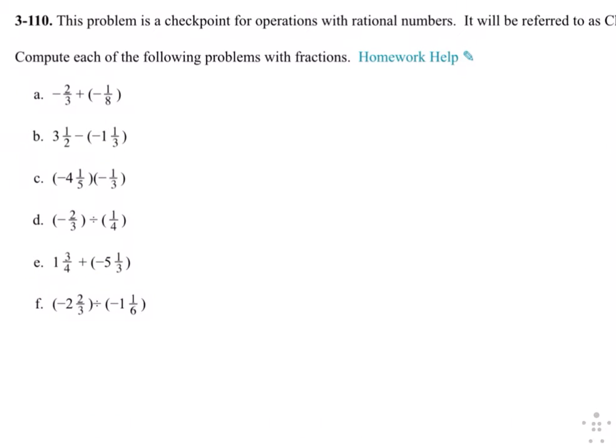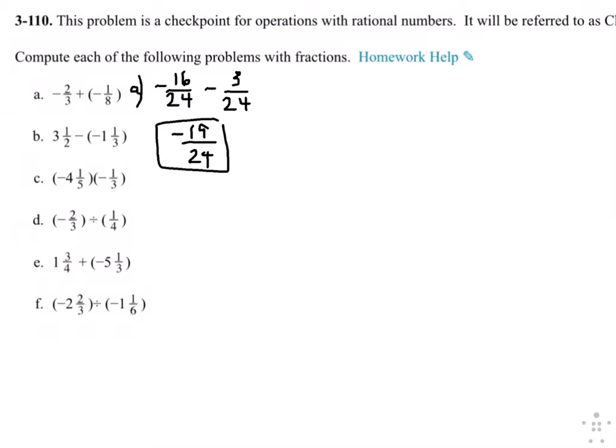Okay, for 110, they give us 6 problems with fractions. So we need common denominators. The common denominator for the first one is 24, right? So that's negative 16/24ths plus a negative, so that's minus 3/24ths. And that gives us negative 19/24ths. So let me see, I'll go down. So this is A, right? So negative 19/24ths for A.